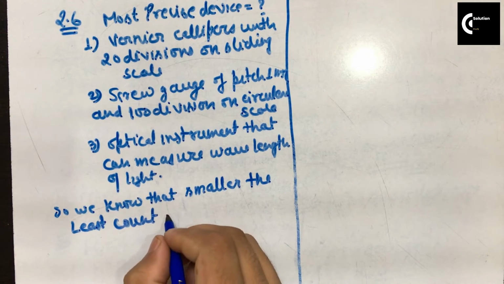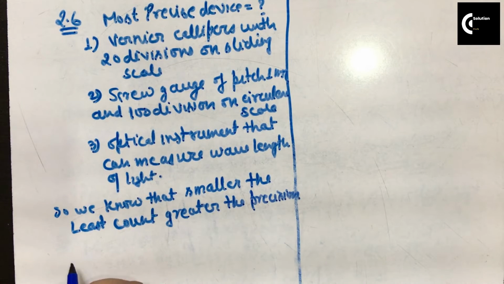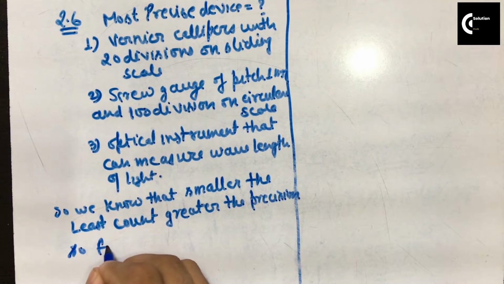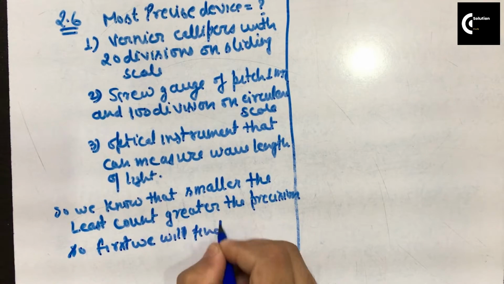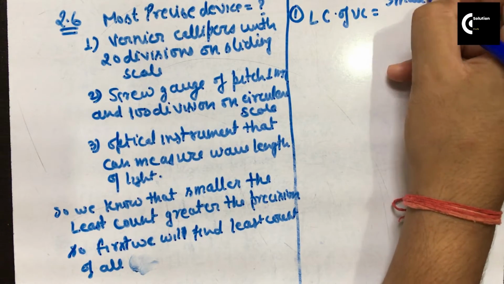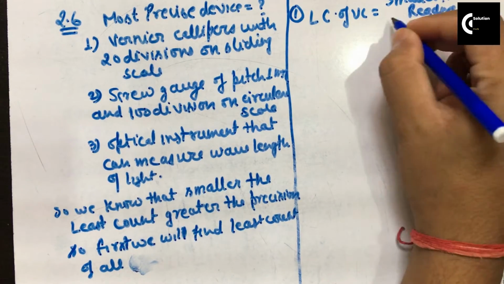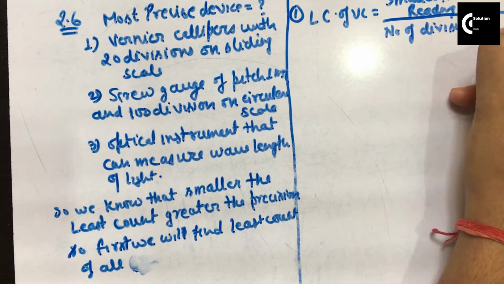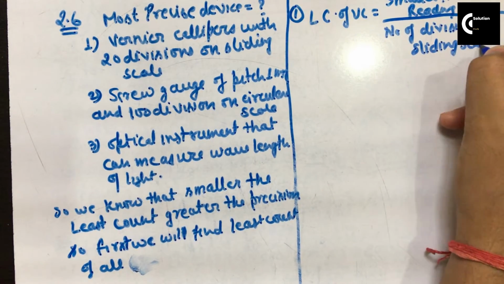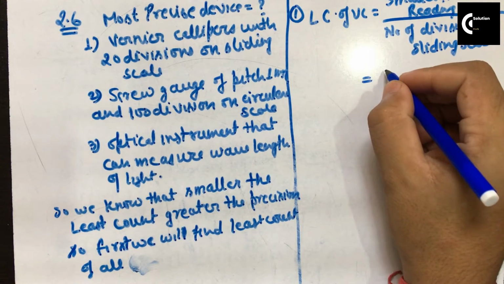and we know that smaller the least count, greater the precision of the device. So we will calculate the least count of all the devices one by one. First device, vernier calipers. We know that the least count of vernier calipers is the ratio of the least measurement of the main scale to the number of divisions of the sliding scale.